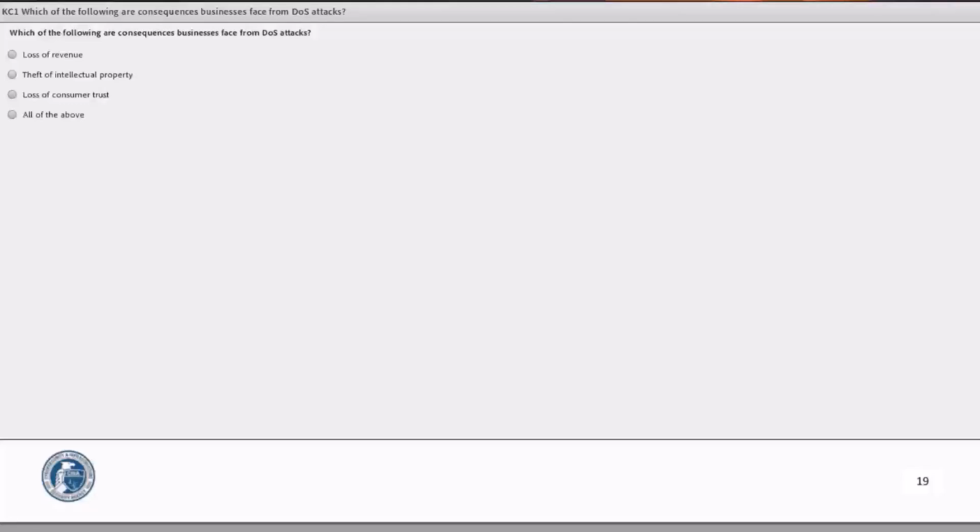All right, based upon the totals we have right now, it looks like 95% of the class is selecting all of the above. And that is correct. So all of the above are consequences of a DOS attack.